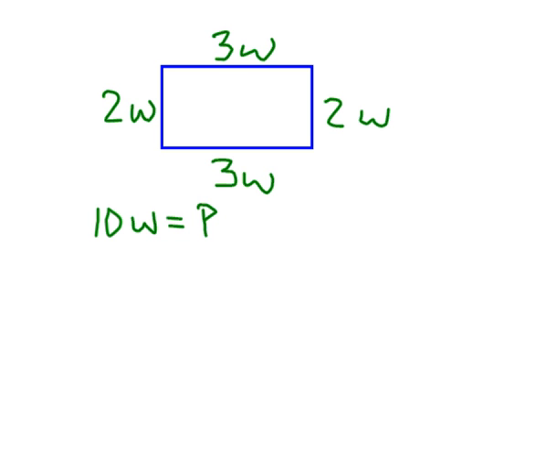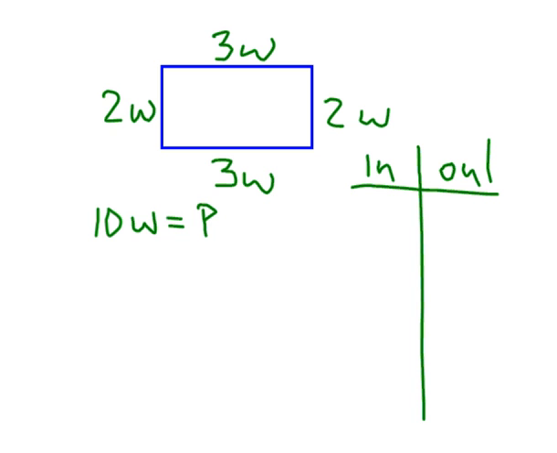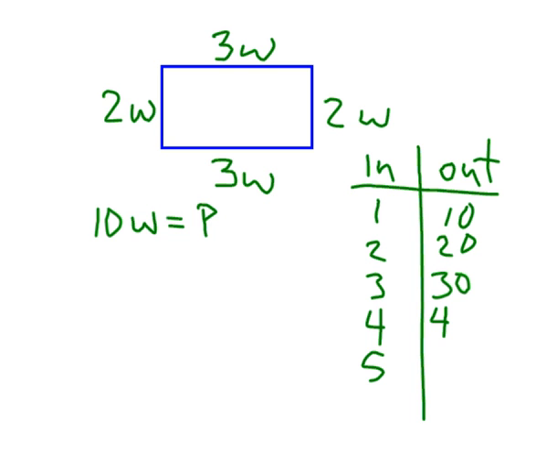And 28 says make an input-output. And so here is our in, here is our out. Okay, so let's do, what numbers do we have to do? 1, 2, 3, 4, 5. Okay, let's plug 1 in. 1 times 10 is 10. 2 times 10 is 20. 3 times 10 is 30. 4 times 10 is 40. And 5 times 10 is 50.